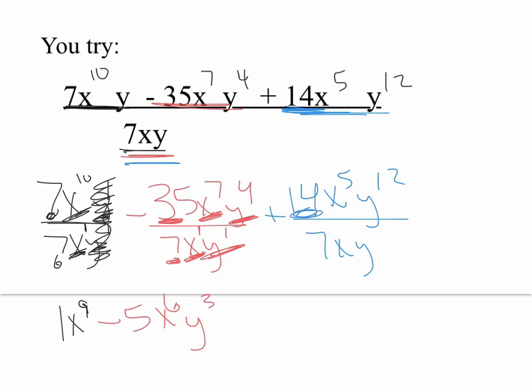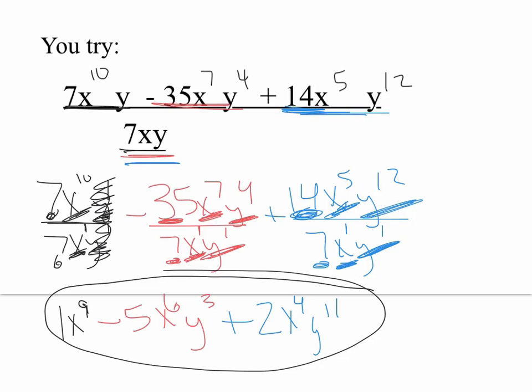Then our last term, divide the coefficients, 14 divided by 7, so plus 2. Look at our x's. So this is x to the 1st on the bottom. So 5 minus 1 will give us x to the 4th. And then look at our y's. So y to the 12th. This is y to the 1st in the denominator. So subtract 12 minus 1 will give us y to the 11th. Then this would be our final answer, because there's no like terms here.